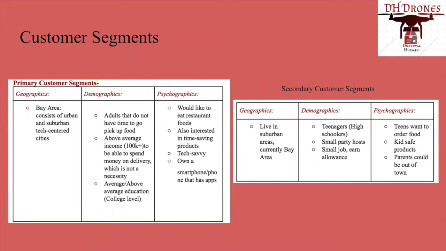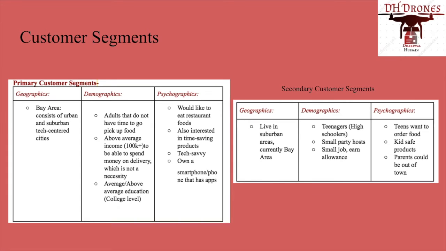Our demographics include adults who do not have time to go pick up food and have above average 100K income, who are able to spend money on delivery, which is not a necessity, and average and above college educations, because DH Drones will charge a bit of a hyper price point as well with its hyper speeds. The psychographics include people who like to eat at restaurants, time saving products, tech savvy, and own a smartphone.